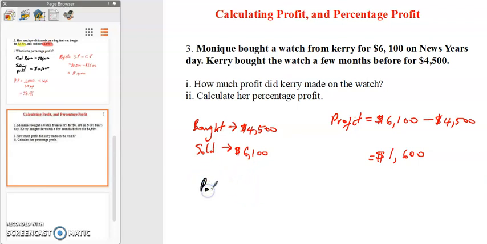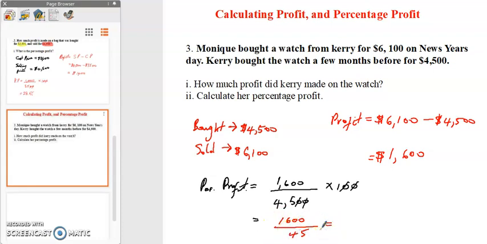So percentage profit, or profit percentage for some sources, you will have the profit, which is $1,600, over what was the original price or the cost price? $4,500, and you multiply that by 100. These zeros can cancel, so you're left with 1,600 over 45. So this will give me the percentage profit. 1,600 divided by 45. So the percentage profit for this is actually 35.5%. Right?